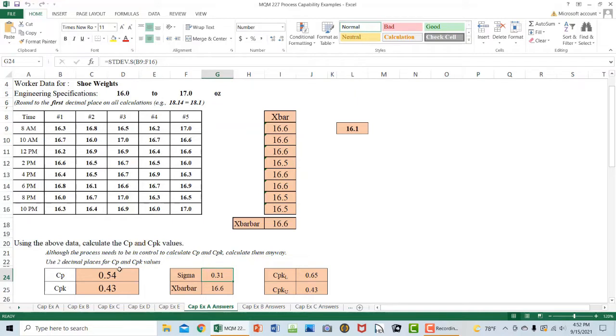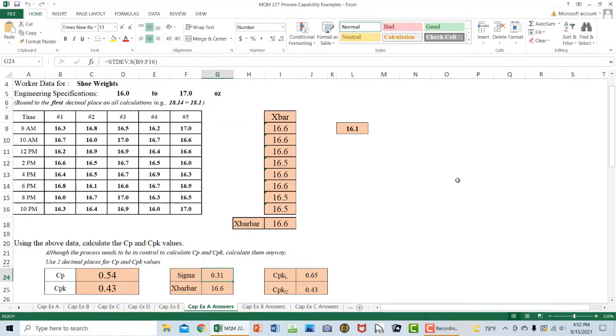Alright, before we look at CP, we need to take a look at sigma. When I talk about sigma, you see this formula up here. It's called STDEV.S. There's one that's called STDEV.P. We don't use that one. We use the .S one. It's really because we're taking a sample, not the entire population. We're just taking a sample.